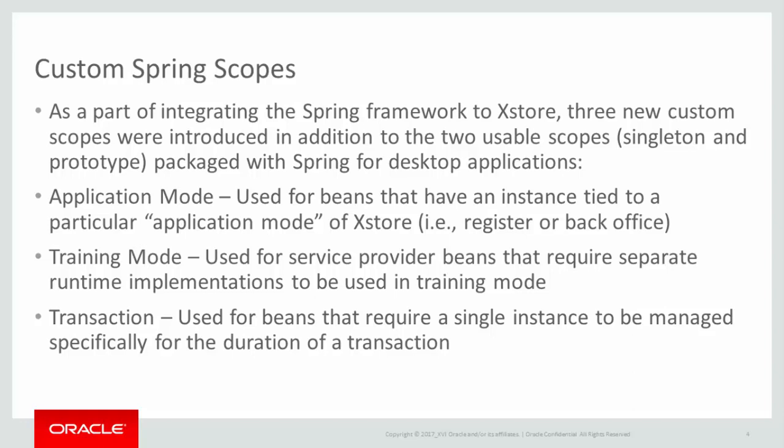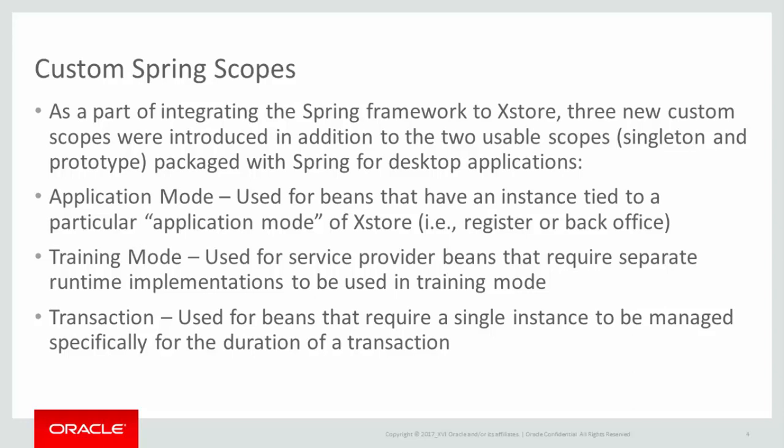So the 3 scopes that we added to XStore as part of our integration to the Spring framework are application mode. So application mode is used for beans that need to have a separate instance of the bean tied to the register and back office modes. Anyone that's worked in XStore Desktop should be familiar with the feature in back office that allows you to navigate into the register using the F12 key, perform a transaction, and then go back into the back office mode, picking up exactly where you left off.